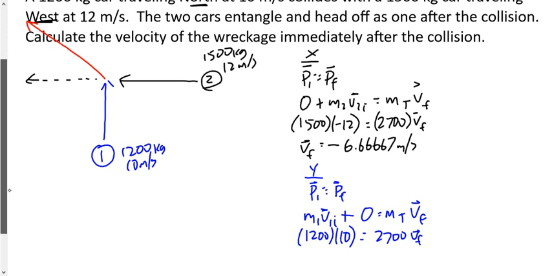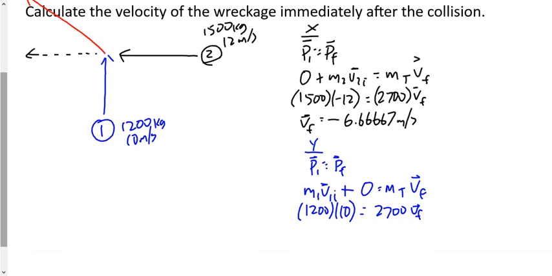When we multiply 1200 times 10 divided by 2700, we end up with a vf equal to positive 4.444 meters per second. Now what do we do? By the way, what have I just solved for? The y component of my final answer. Now what?